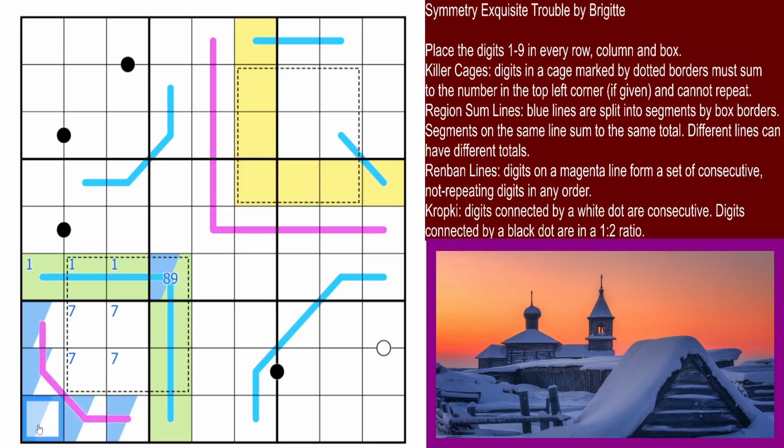So where are 8 and 9 here? The 8 and 9 are only possible here, and that means these 2 digits are the same. So that much we know.